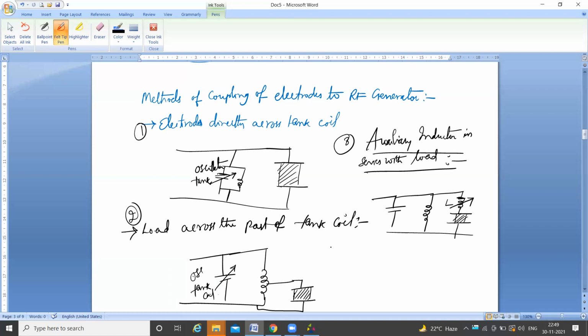And there are different ways the electrodes are connected to the RF generators, and how to couple these electrodes to the RF generators based on different methods: electrodes directly across the tank coil, second is load across a part of the tank coil, and auxiliary inductor in series with the load. All these are three different methods. Basically, in industrial heating, only two techniques are there: induction heating and dielectric heating. High frequency heating is also there. These three topics are important, and please go through each video twice. Thank you so much.